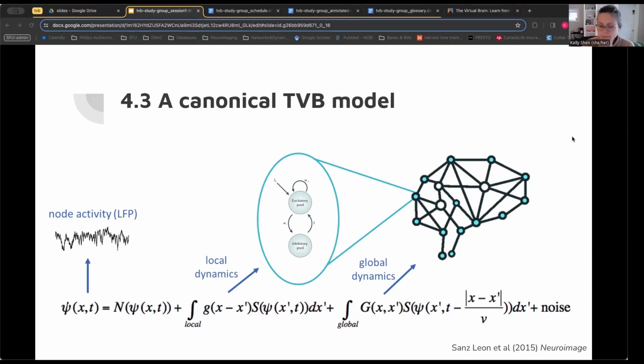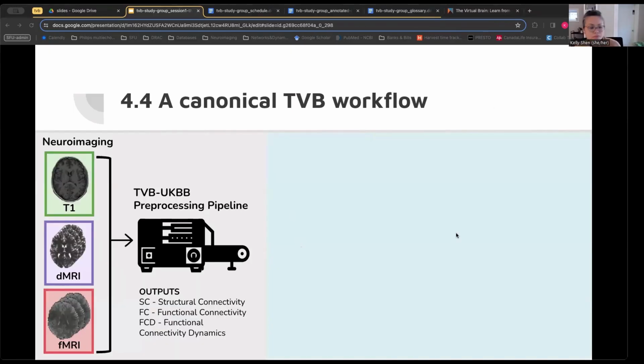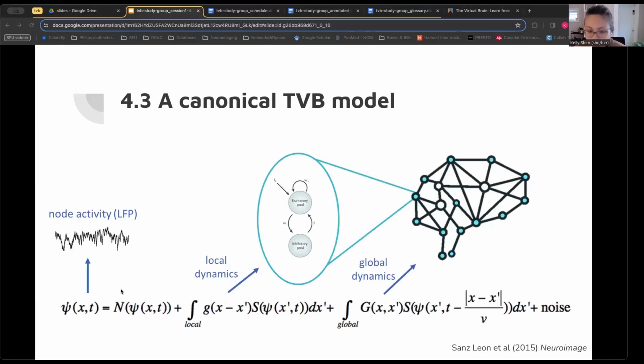Oh, Andre? Yep. Sorry, I can't see the chat. Okay, there it is. What does the extra term N represent in this equation? Right, let me go back up. That is if you wanted to add a stimulation, perturbation, or something to your simulation.